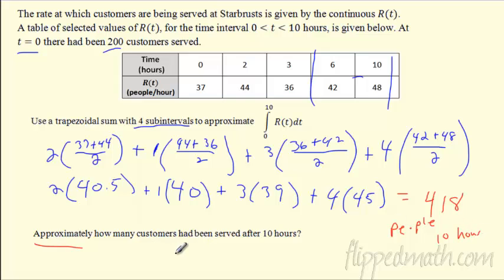But I want to know how many had been served after 10 hours. Don't forget that I had already served 200. So really, after the 10-hour time period, I know during the 10 hours I served 418. I started with 200, so I actually served approximately 618 people.